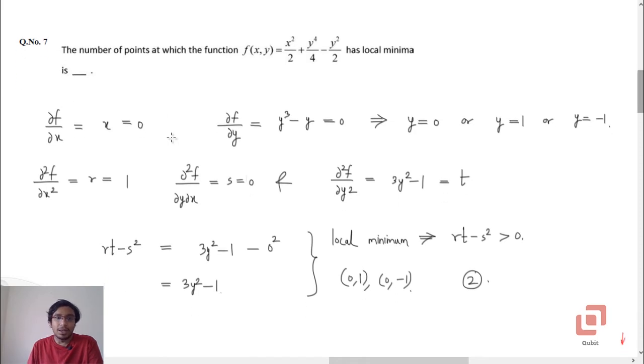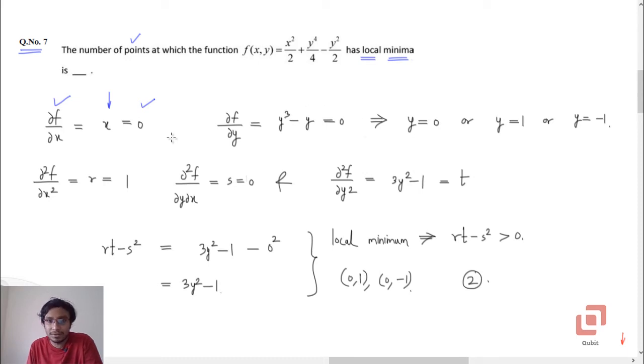Let's go to question 7, which is based on extreme values of two variable functions. The number of points at which the function f, which is x squared by 2 plus y to the power 4 by 4 minus y squared by 2, has local minima is. Okay, first let us apply the first derivative test. Partial f by partial x equal to 0, which is x. Partial f by partial y equal to 0, which will be y cube minus y.